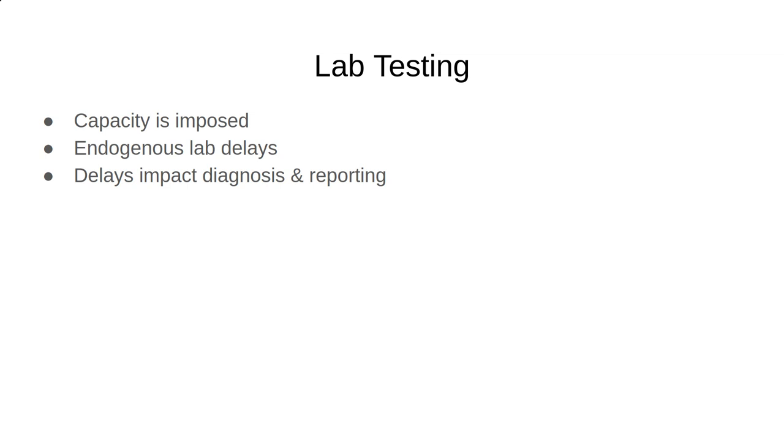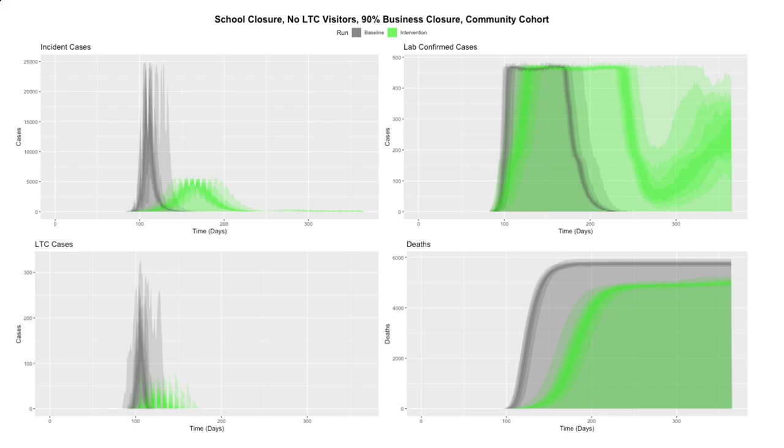For lab testing, we also capture dynamics associated with queuing, reflective of the limited capacity of our labs, and indeed labs across the world. So capacity is imposed. There are endogenous lab delays that result from limited capacity, reflecting, in this case, predominantly samples that can be processed per day or swabs available or other aspects. I believe actually I misspoke there. It may be reagents. And delays impact diagnosis and reporting associated with cases, although presumptive admittal can be supported.